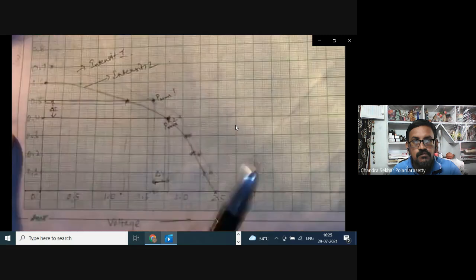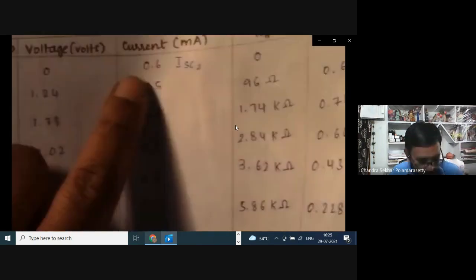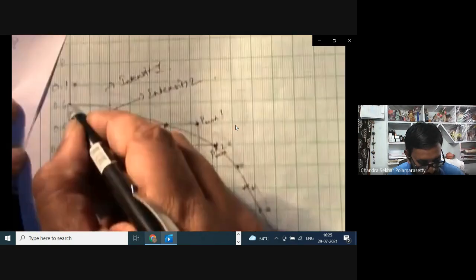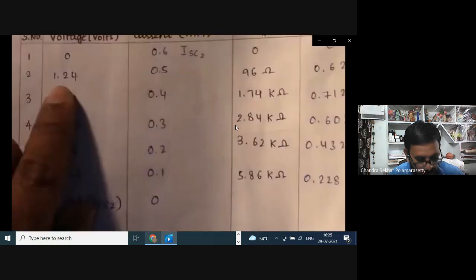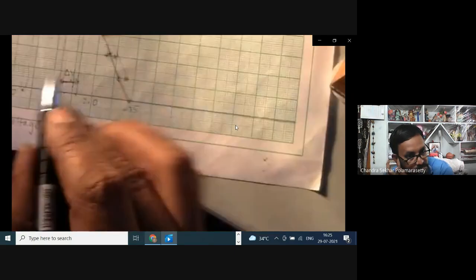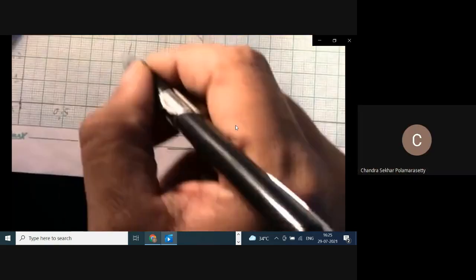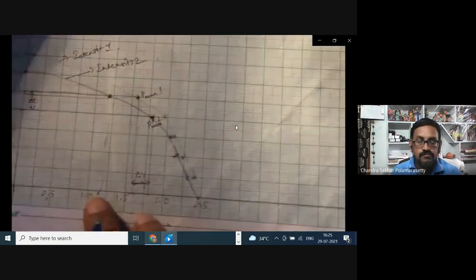For 2 volts, what is the corresponding current? 6.1. For 2.5 volts, what is the current we are getting? 4.6 milliamperes. You observe there is a decrement in the current. Up to 2 volts, even though the voltage is increasing across the solar cell, it is giving constant output current of 6.5. But when it reaches 2 volts, yes, there is a decrement in the current. Current is also decreasing with respect to voltage. Now apply 3 volts.